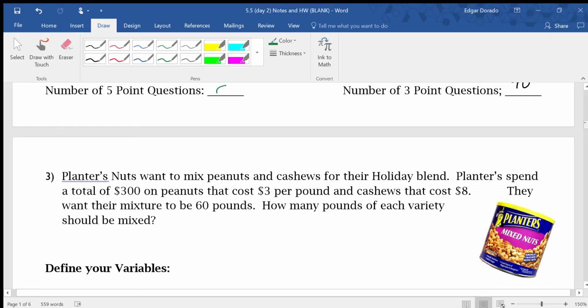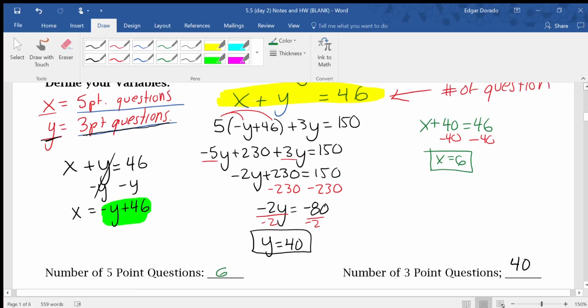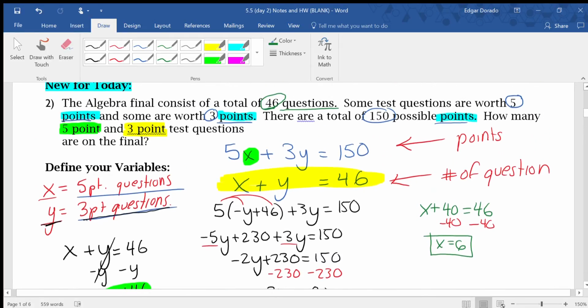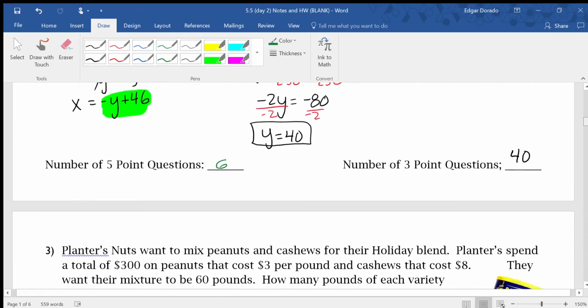And that would be my number of 5-point questions. And I won't go ahead and do it here, guys, but remember, you can always double check these answers. So in this particular test, there would be 6 5-point questions, and there would be 40 3-point questions, which already starts to make sense because 6 plus 40 is your 46, and that's exactly what they told us up here, that there would be 46 questions.